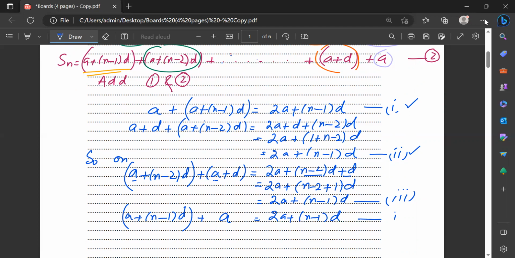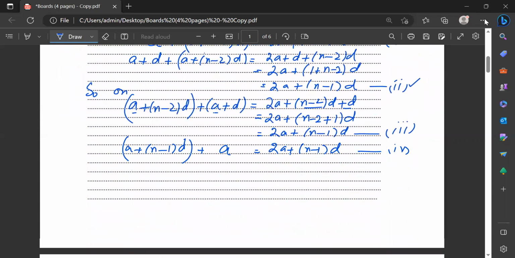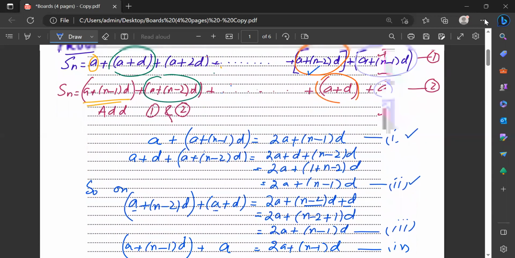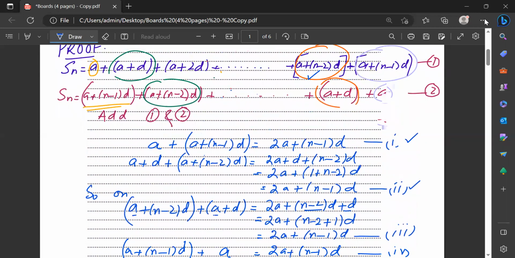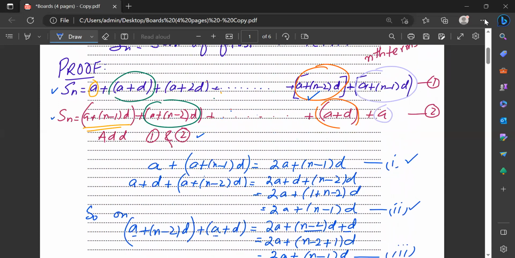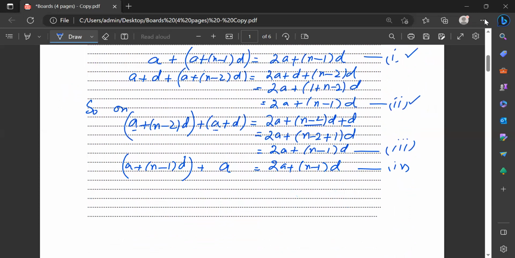So we have the formula in this way. There are many terms, and we are adding the corresponding terms: first to first, second to second, third to third, and second last to second last. Because we are adding the two equations, we just add 1 and 2. So on the left hand side, Sn plus Sn.